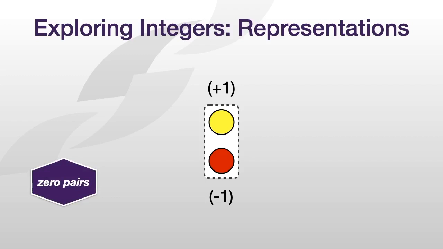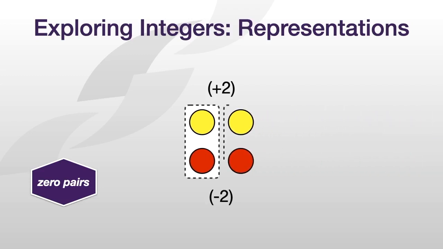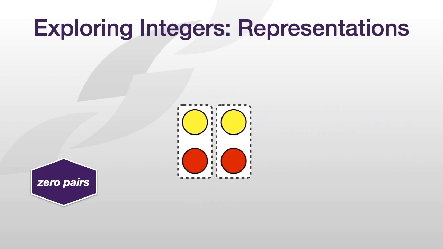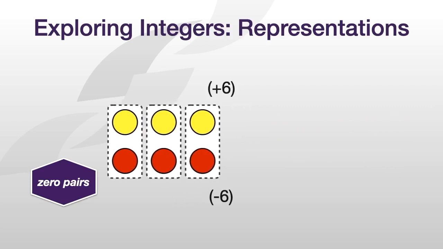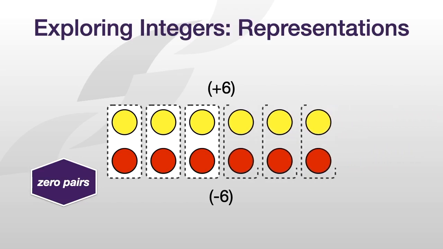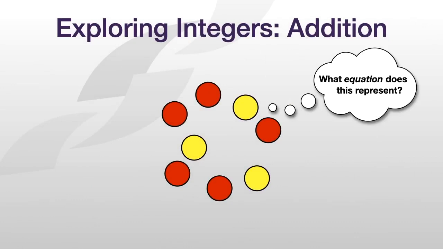0 can take on different representations. For example, 2 yellow and red counters, or 3, or even 6. Now that we have two ways of visualizing integers, we're ready to investigate adding them. Take a moment to consider this collection of counters. What equation does it represent?